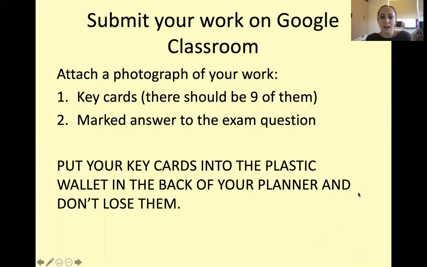Right, that's us done then. So you should now have 9 key cards, can you put those in a pile and take a photograph? And you should have marked your answer to the exam question. Can you then attach those photos onto our Google Classroom? And finally, when you've got all your key cards, put them into the plastic wallet at the back of your planner, because we're going to need them to add on to and to practice and learn this.